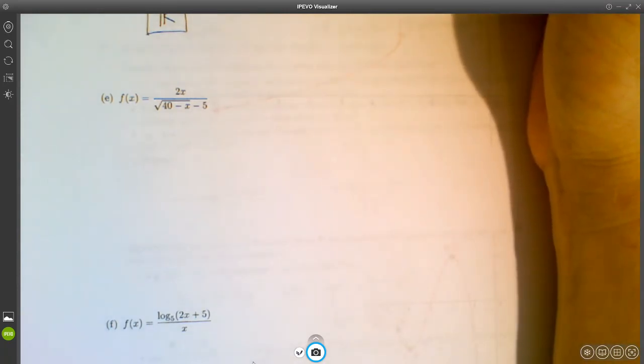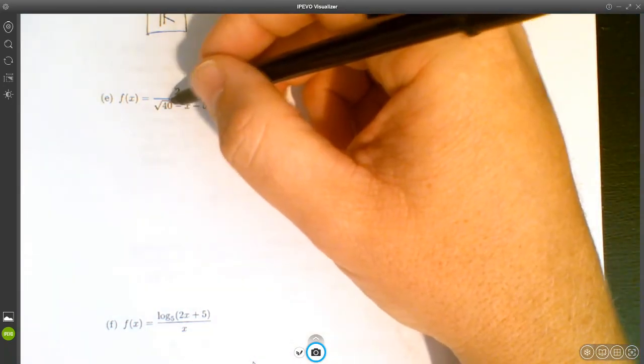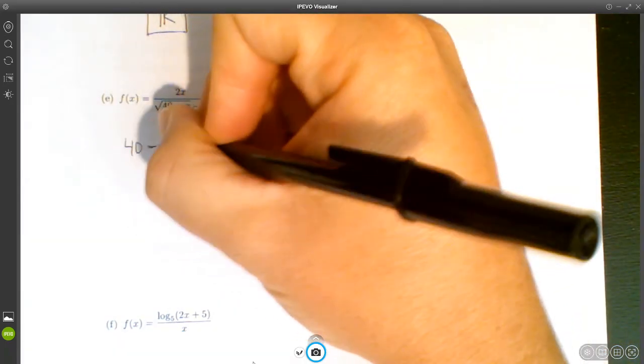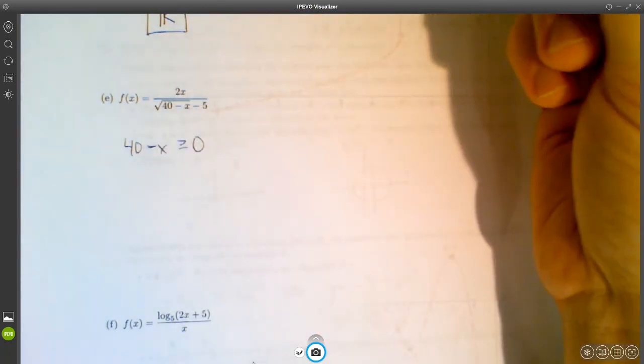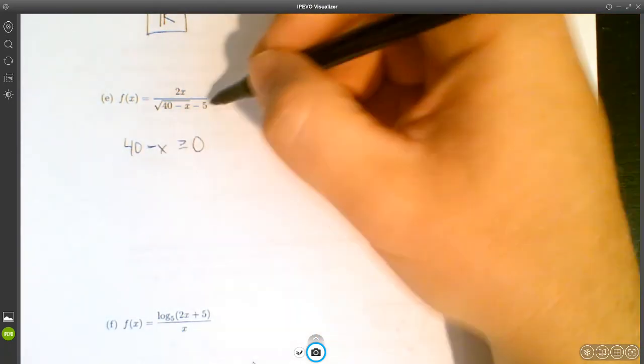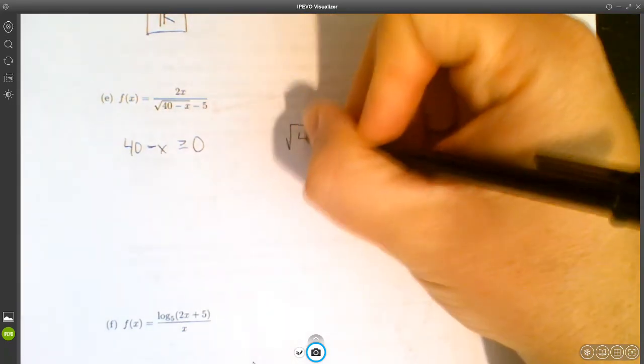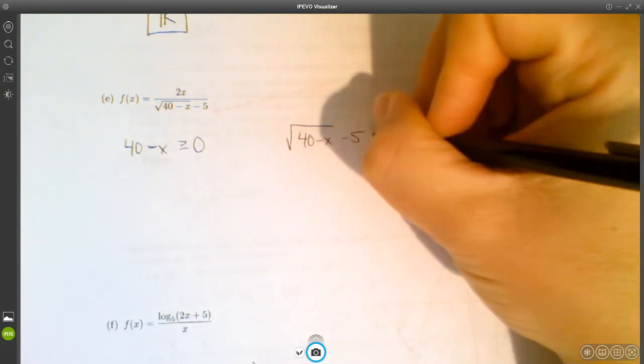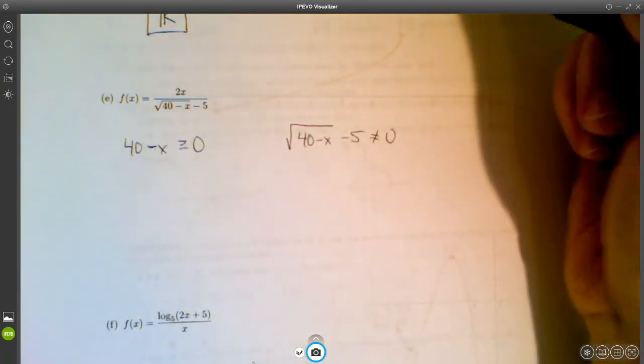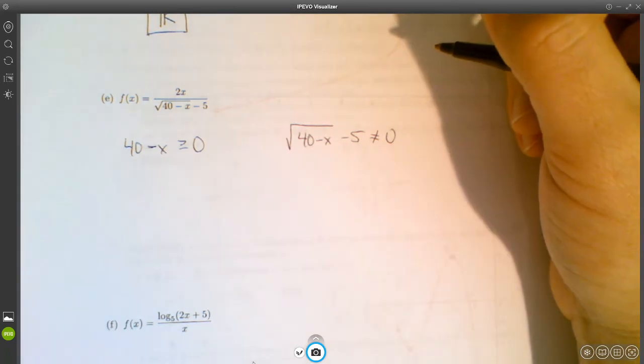Okay, here's another one. Ooh, this one's kind of an interesting one. So two things could go wrong here. First of all, we need the radicand to be bigger than or equal to 0, right? So we need 40 minus x to be bigger than or equal to 0. So that's the first thing that needs to happen. The second thing is the denominator. This is a rational expression. We can't have a 0 for our denominator. So we need for square root of 40 minus x minus 5 to not equal 0.